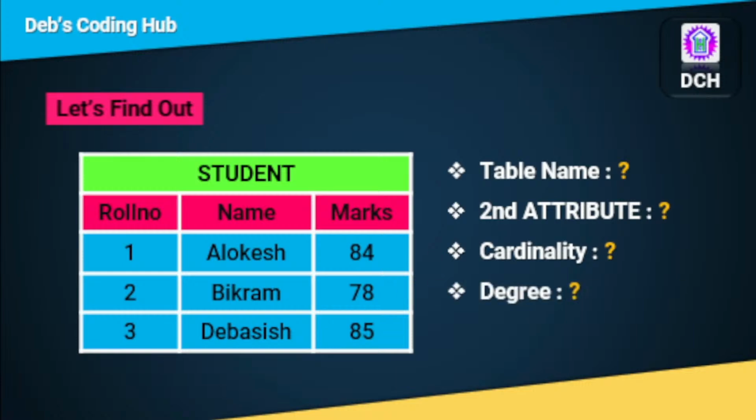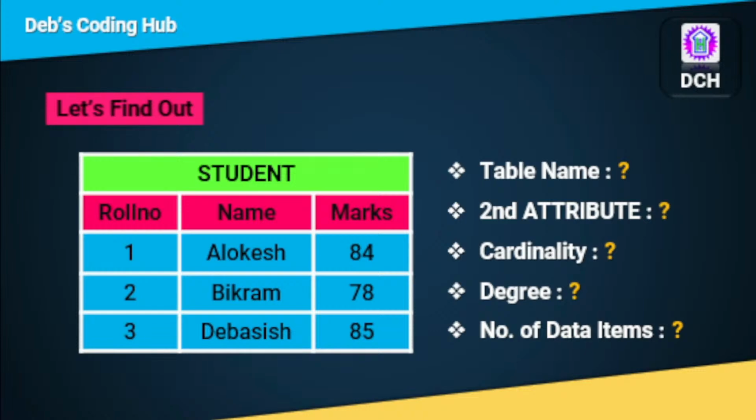And what is the degree of this table? This table has 1, 2, 3 columns or attributes. So the degree of the table will be 3. Now how many data items are there in this table? It will be 3 into 3, 9 data items. Hope you have understood and you have found the correct answer.